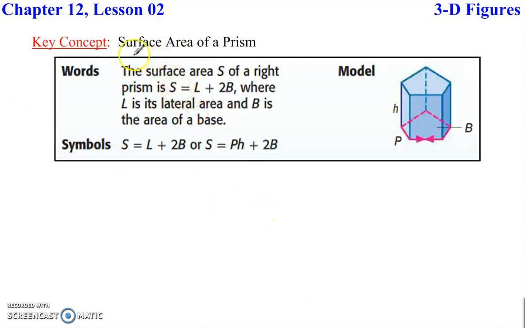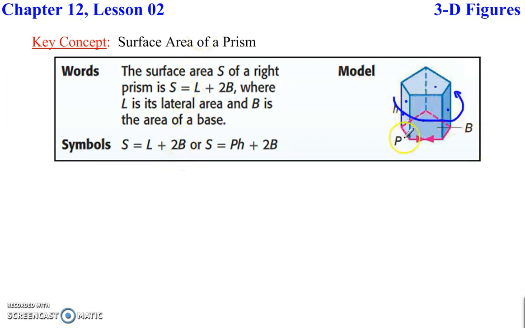Okay, to find the surface area of a prism, we would take the lateral area, so around the outside, all of these surfaces, 1, 2, 3, 4, 5, and then we add the 2 bases, the top base and the bottom base. So lateral area plus the 2 bases.